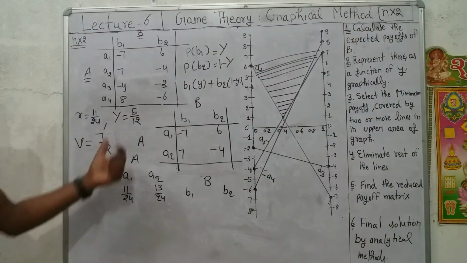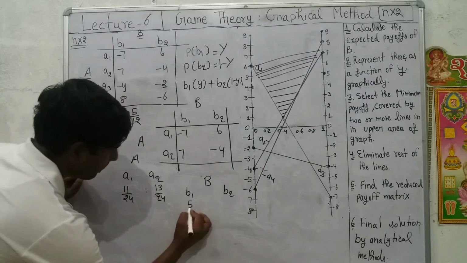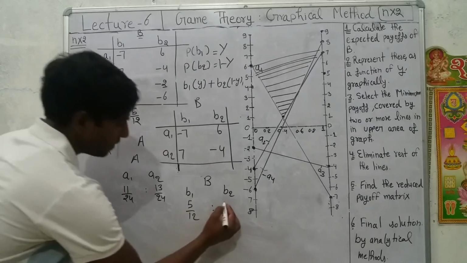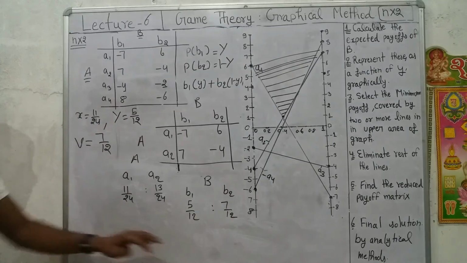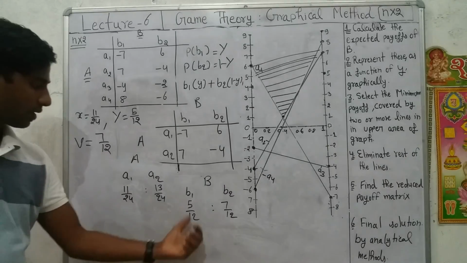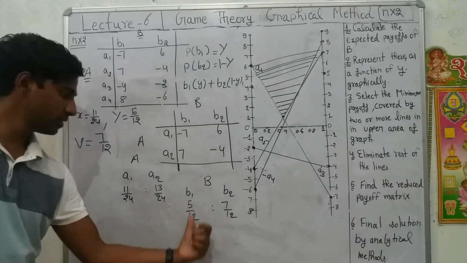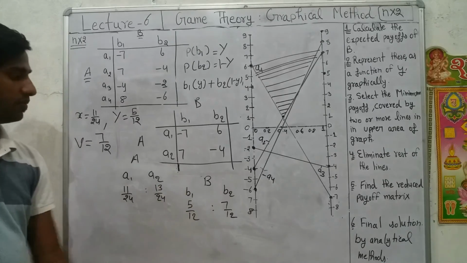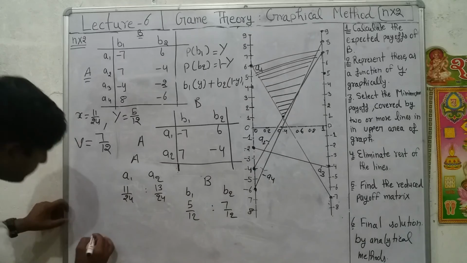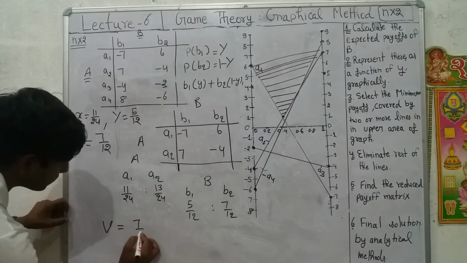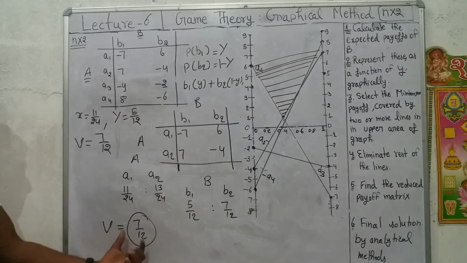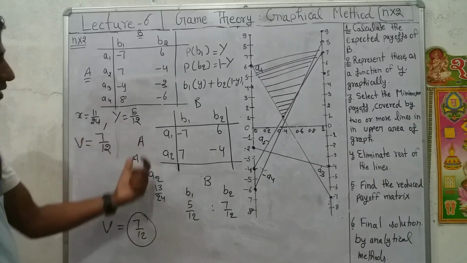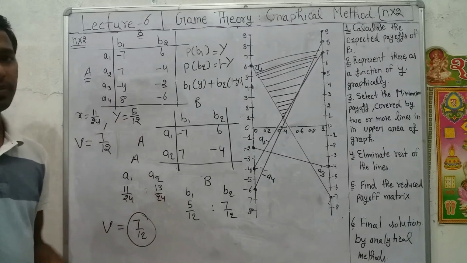then the proportion of B1 would be 5 by 12 and the proportion of B2 would be 1 minus 5 by 12, that is 7 by 12. So if they are planning for 1 year, or 12 months, then for 5 months the B1 strategy would be adopted and for 7 months the B2 strategy would be adopted. And what would be the net value of this game? That is equal to 7 by 12. It is a positive value, which means company A would gain in this game and company B would lose an amount equal to the gain of company A.